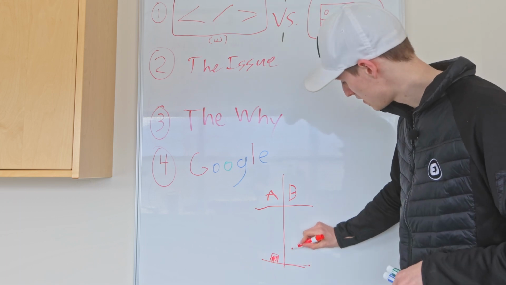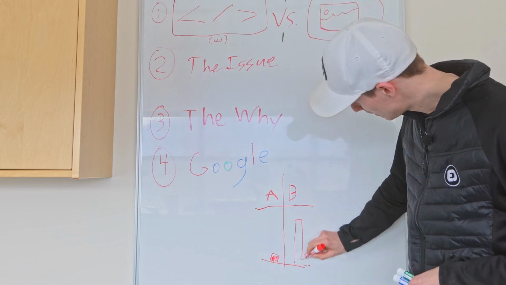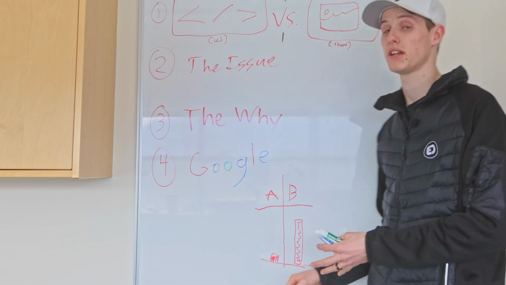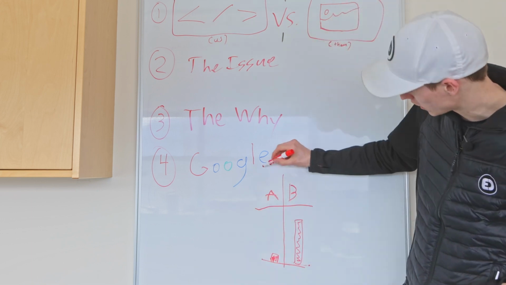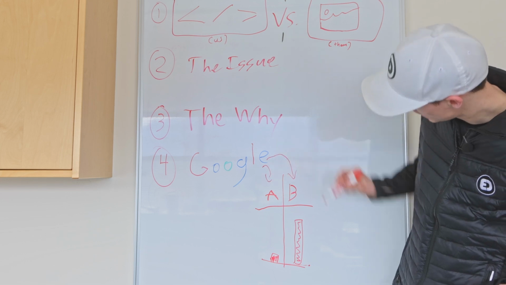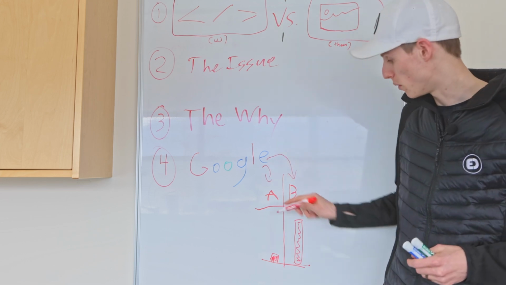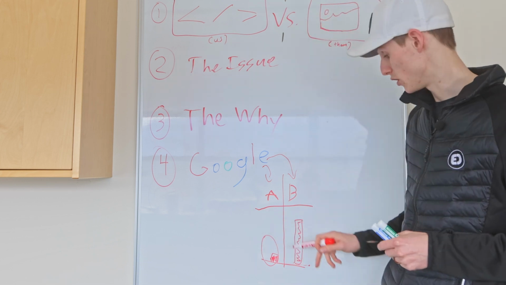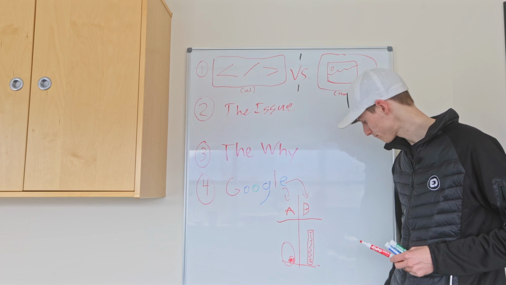Their site is going to take much longer to load. Their site's going to take way longer than Company A's site. So when Google has a look at these 2 sites, it's going to pick the one with the least amount of page load times. You want lesser to be better.